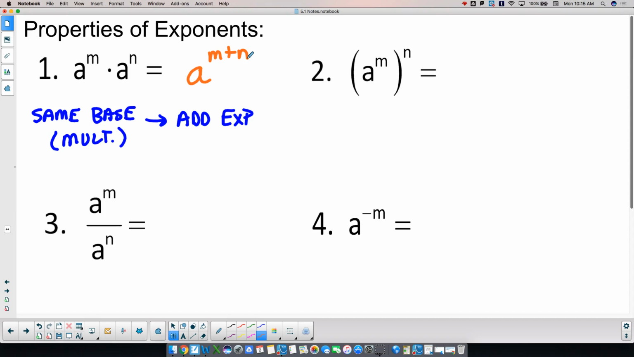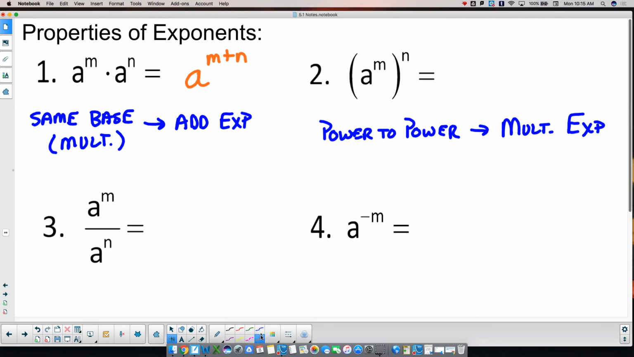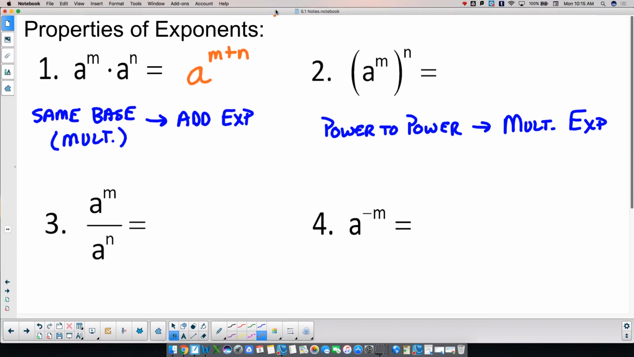On the second one, when I have a power to a power, I multiply the exponents. So this would be, whoa, tap the brakes. Come on back to me. So this would be a to the m times n power.